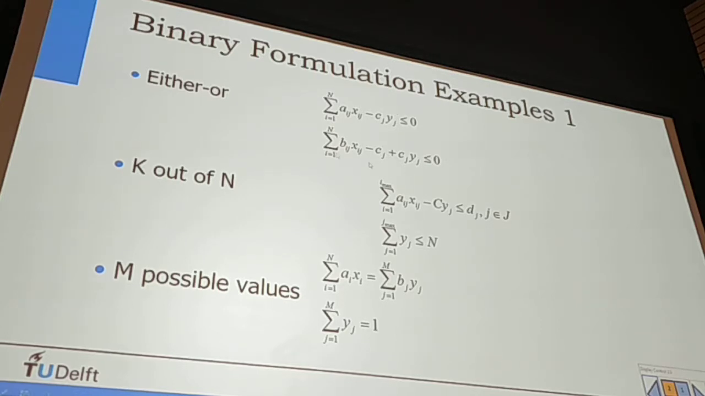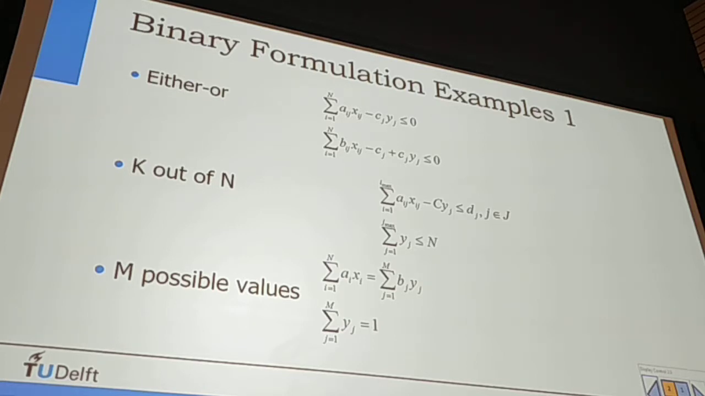In this case, we have actually the opposite. If yj is 0, then the sum of this can be equal to cj, but if yj is 1, then the sum of this has to be equal to 0. So this way we can have like a switch. We can switch constraints on and off depending on the situation.